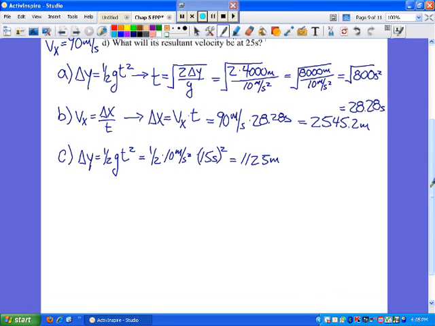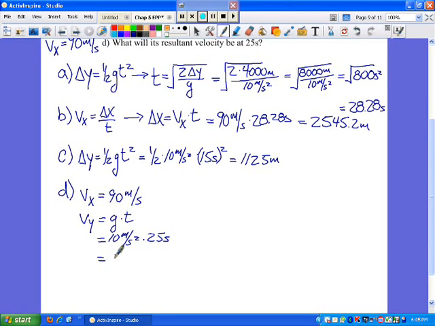The final question in the problem asks us to find the resultant velocity of the bomb at 25 seconds. We know that the horizontal velocity of our projectile will not change, therefore Vx is 90 meters per second. We do know, however, that our vertical velocity is changing, so Vy is equal to g times t. So we take our 10 meters per second squared and multiply it by the time in the question of 25 seconds. That lets us know that we have a vertical velocity at 25 seconds of 250 meters per second.